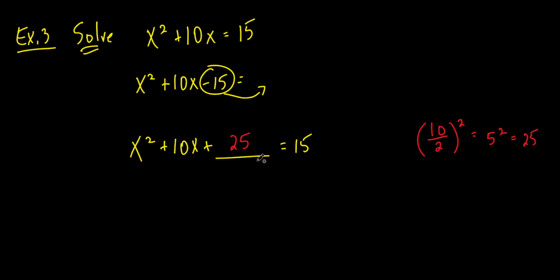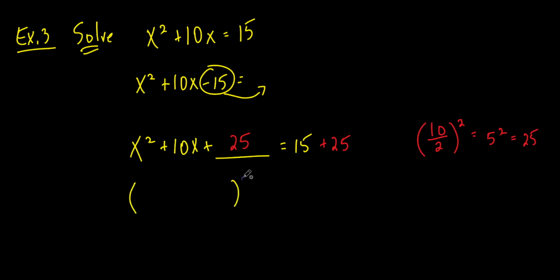Would you agree? Now, it is an equation, though. So I can't just arbitrarily add a 25 to one side. What do I also have to do? Add a 25 to the other side. Very good. So that's legal, isn't it? It's balanced now, one side and the other side. That's a really important step. The rest of it is kind of easy now.